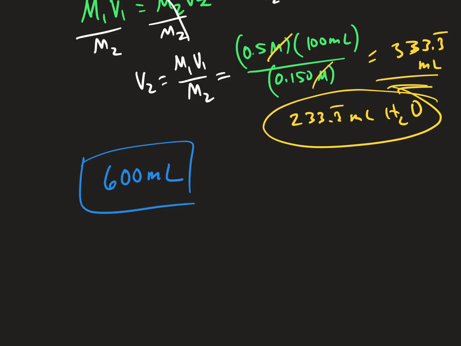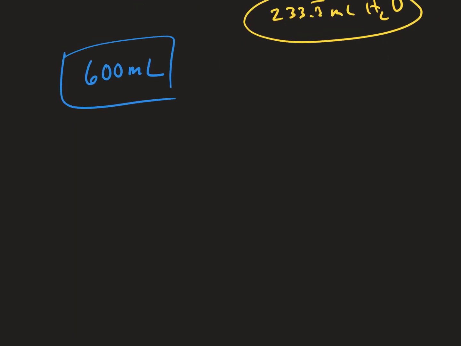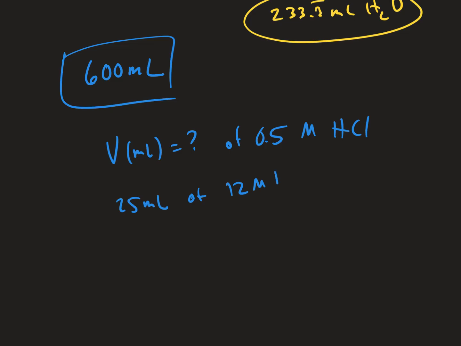How are we feeling? Yes? No? Do we want to go over this one? Okay. All right, so it says how many milliliters? So we're looking for volume, right? Volume in milliliters of 0.5 molar concentration of HCl can be made by adding water to 25 milliliters of 12 molar concentration of HCl.